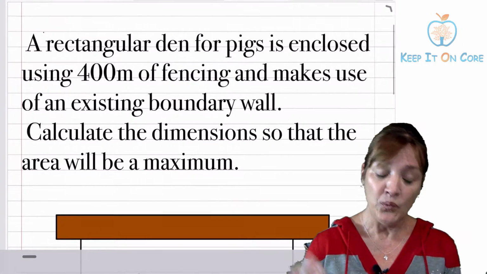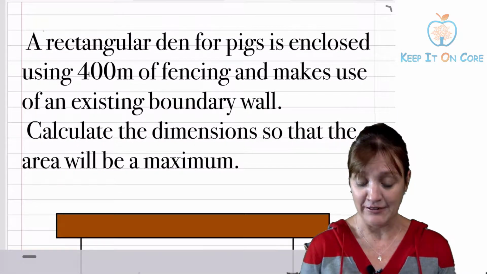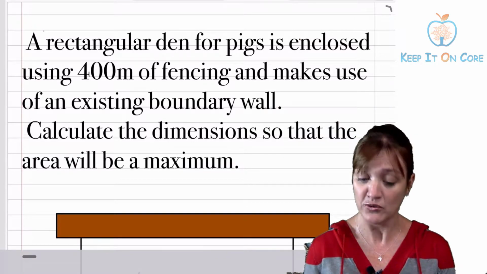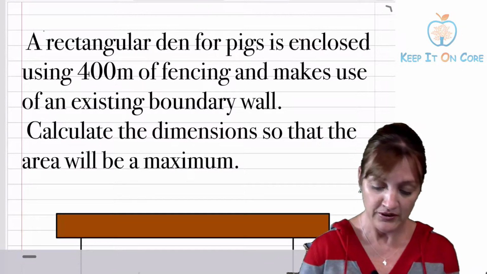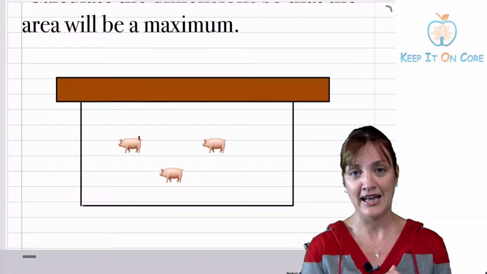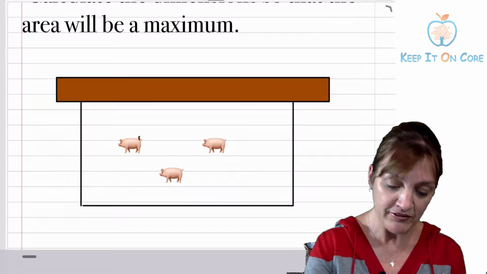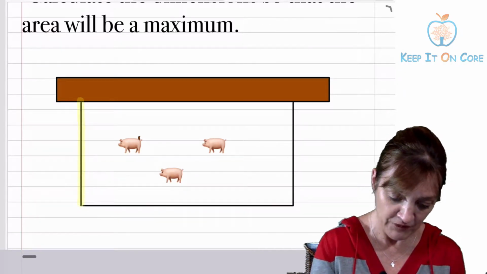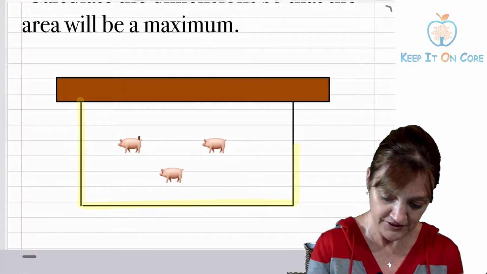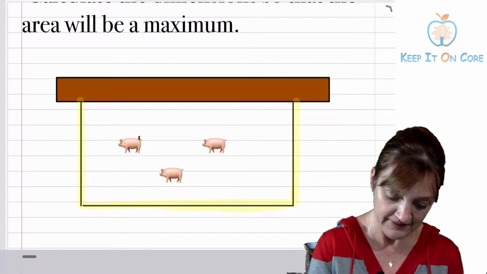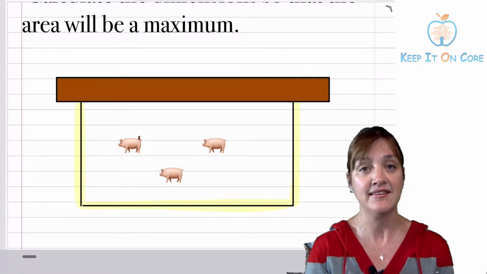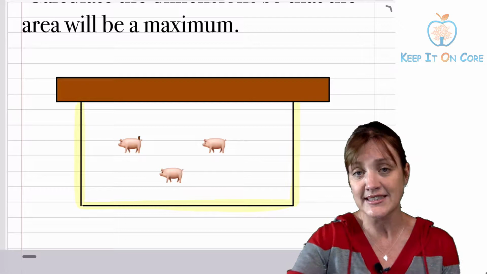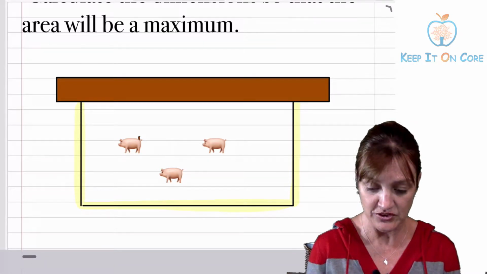We have a rectangular den for pigs that is enclosed by 400 meters of fencing and makes use of one existing boundary wall. So let's just show you the little diagram we have over here. We've got a little enclosure that we've created by using 400 meters of fencing. Do you agree that this highlighted yellow part is the 400 meters of fencing that we've used? The back wall is the one side of the enclosure that they said we used.